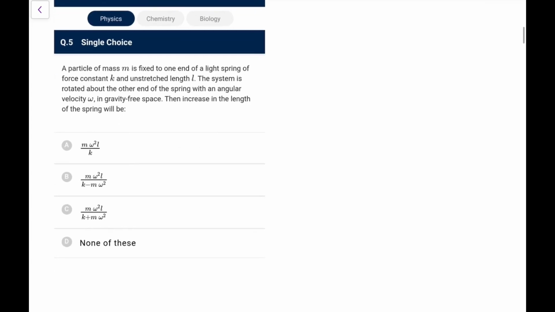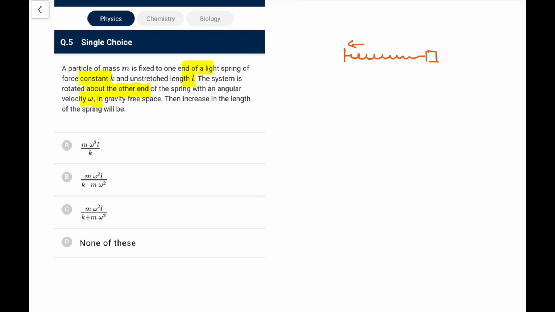A particle of mass m is fixed to one end of a light spring of constant k and stretched length L. The system is rotated about the other end with an angular velocity omega in a gravity free space. The increase in length. So what will be happening? Because it is rotated, let's say this end is fixed, it will be stretched by some amount, and this would be the mass.